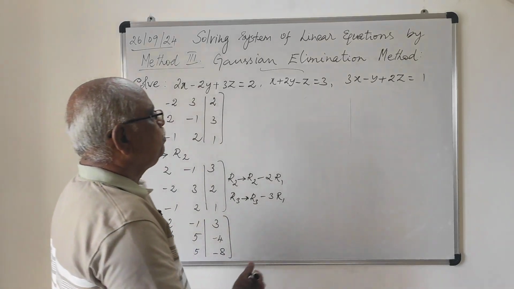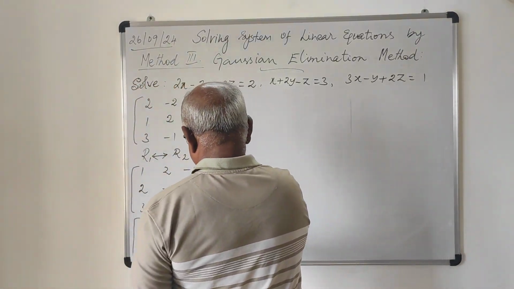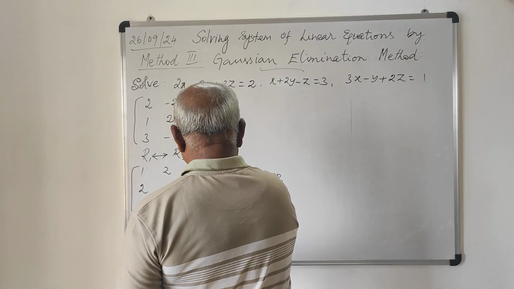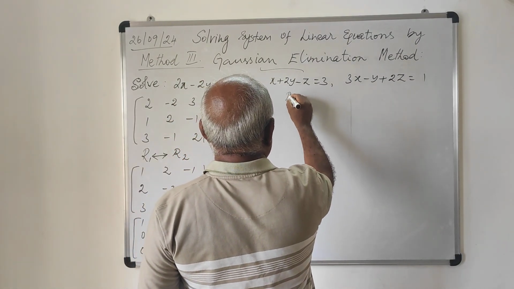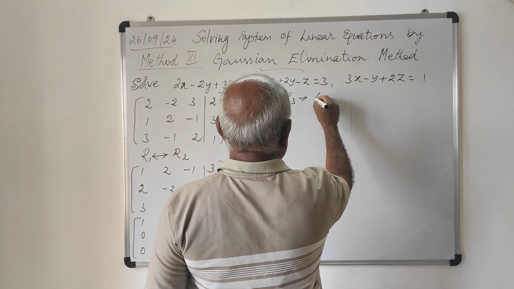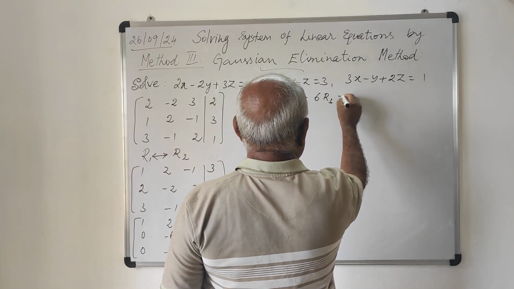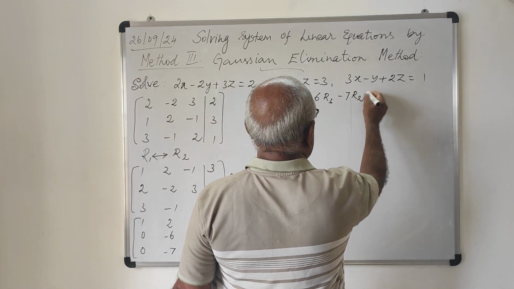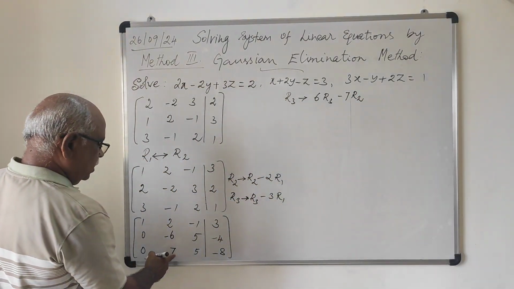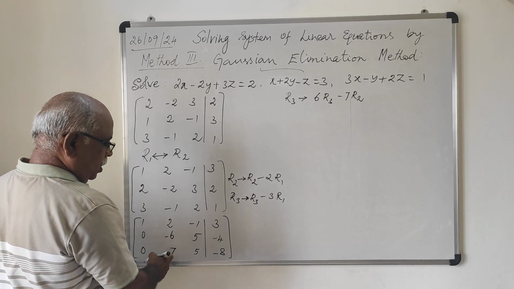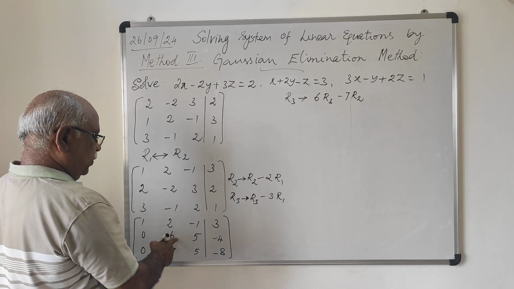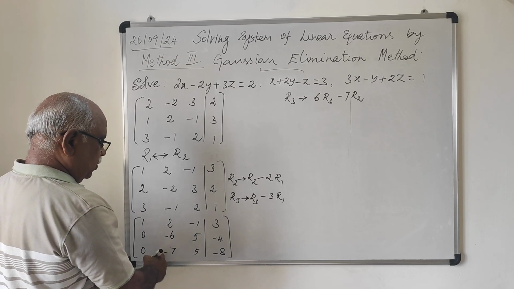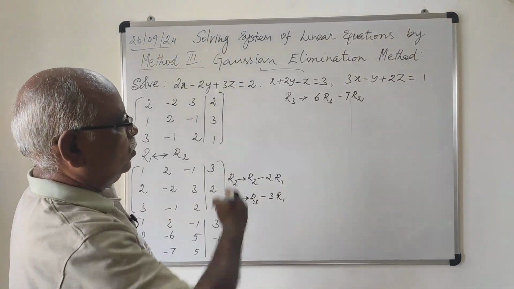For that, I am going to operate R3. R3 is 6 times of R3. I am going to rewrite R3: 6 times of R3 minus 7 times of R2. 6 times of R3 is 6 7s are 42, minus 42. 7 times of R2 is 7 6 are 42. Minus of minus plus. Minus 42 plus 42. This term becomes 0. For that I am doing this operation.